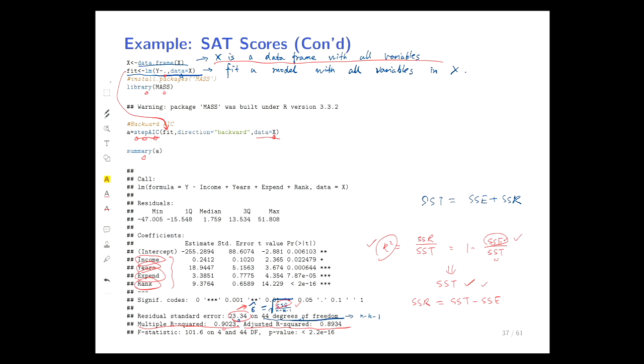So that's how we use stepAIC to accomplish the backward elimination step by using the AIC. The final result here is that we select the variables income, years, expenditure, and rank, these 4 variables. Any questions about how to use this package and this function? I think it's straightforward, right?